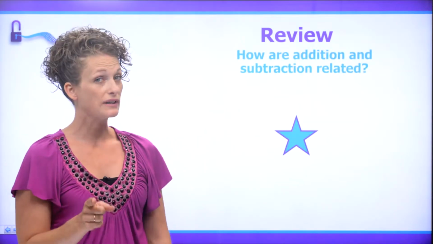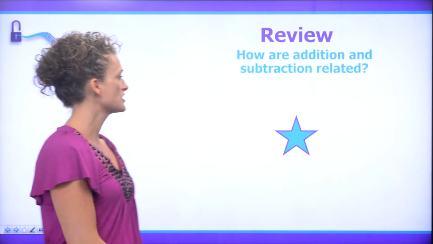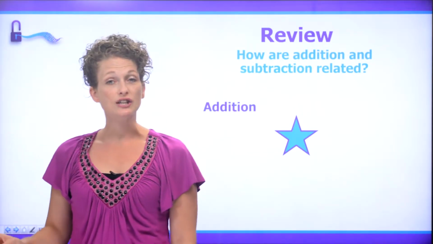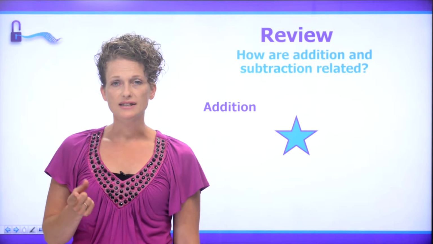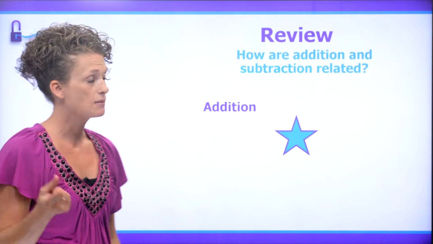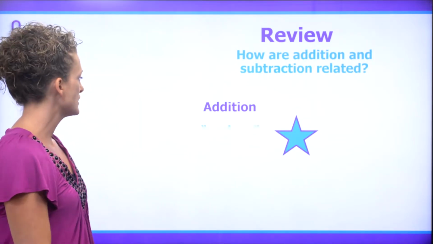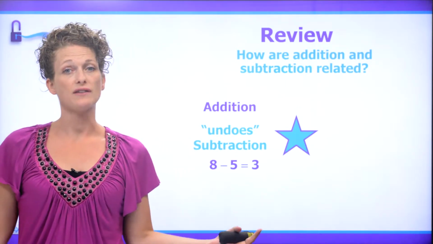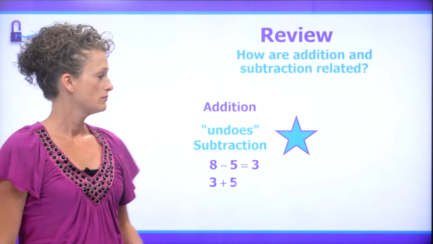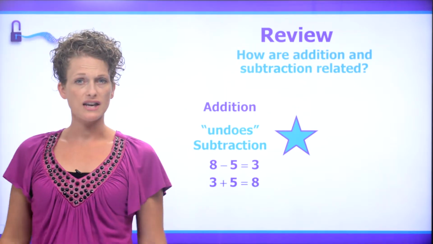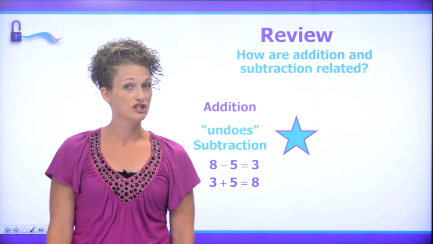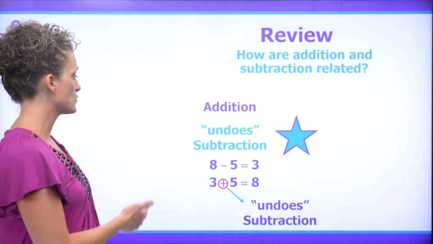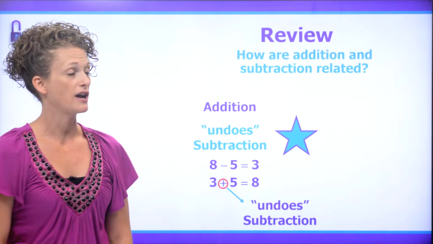Now, we have talked about adding integers. So how are addition and subtraction related? Because they are. And we're going to start with addition, actually. Addition undoes subtraction. I will say that time and time again, but what does it mean? So let's start off with a subtraction question. 8 minus 5 equals 3. Well, 3 plus 5 equals 8. So if we look at this, addition is what undoes the subtraction.